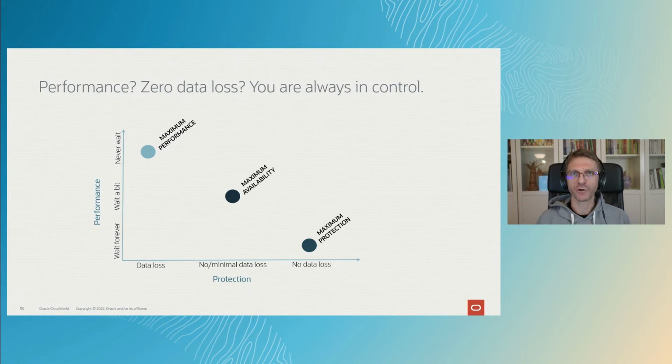So we have a first protection mode that is maximum performance, that says send the data asynchronously. I tolerate some data loss, but I don't want the primary to wait. Maybe because I have too much latency or the workload of my primary database is so high that I cannot tolerate a synchronous replication. So I have the choice to tolerate a data loss, and I can also control how much data loss I can tolerate.